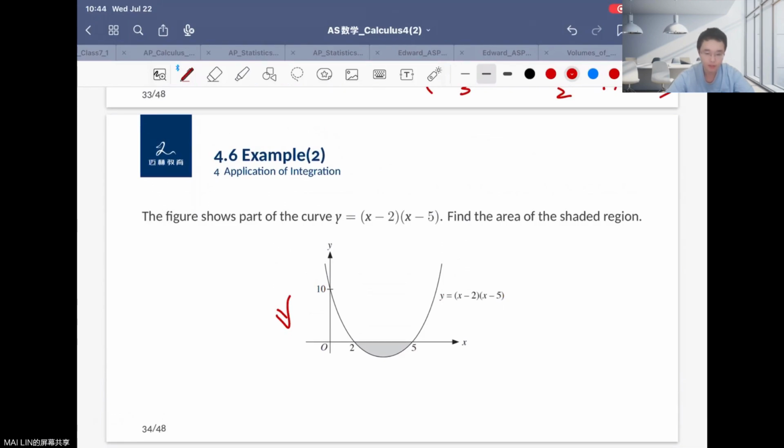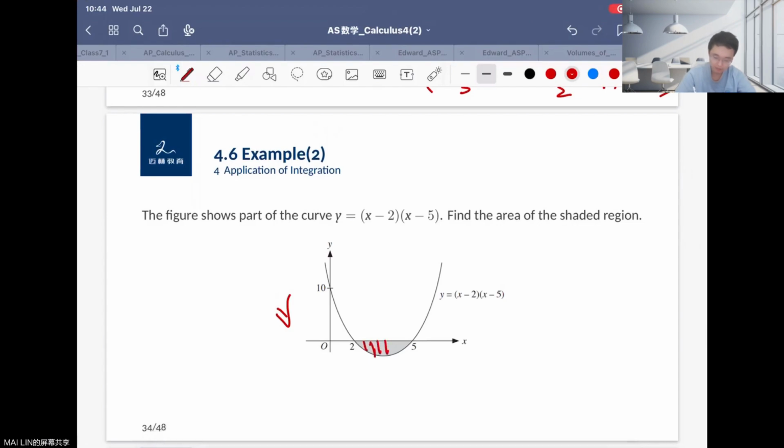Okay, so for this problem, you can first consider that the region below the x-axis is always a negative value, right? Because all the points are below the x-axis, that means y is smaller than 0, right? So for this region, you can use integration from 2 to 5 of x minus 2 times x minus 5 dx, right?